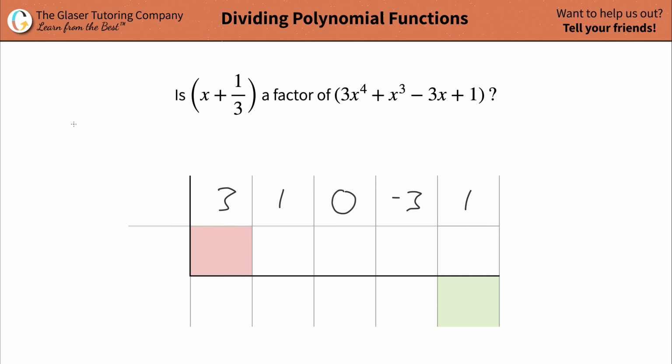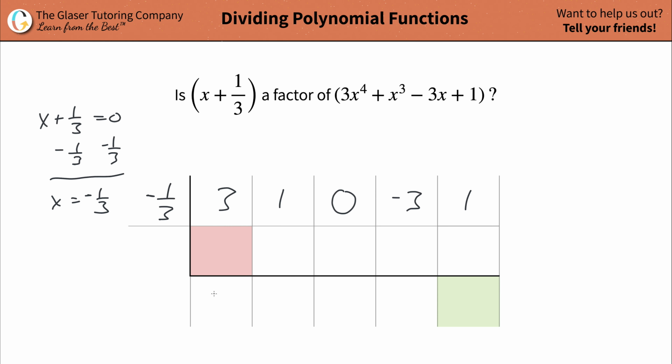That's called your divisor. And what you're going to do is simply take that and set it equal to 0. You're going to solve that for x. And the reason why you're going to do that is because that will help you determine the value that's supposed to go to the outside of that synthetic division table. Okay, so negative 1/3.